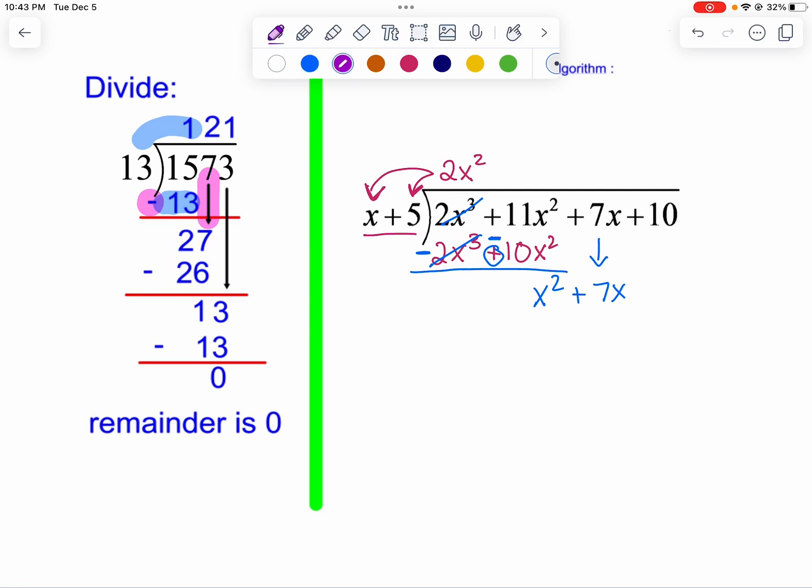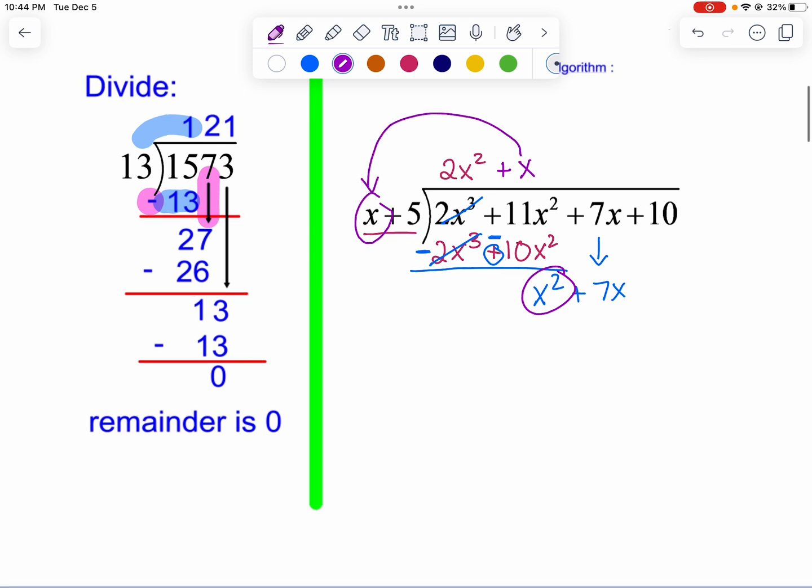So again, we're going to look at how many times does x go into x squared, or what can I multiply x by to get that exact same leading term? And the answer is a positive x. What am I going to do with that positive x? I'm going to distribute it. Distribute to the first term to get an x squared. Distribute to the second term to get a 5x.